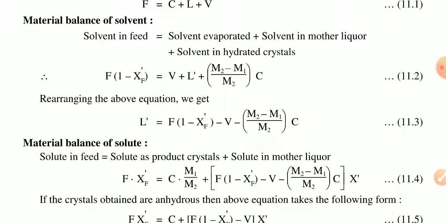The material balance of solute: the solute in the feed is equal to the solute in the product crystals plus the solute in the mother liquor. So F multiplied by X dash F is equal to C multiplied by M1 by M2 plus (F(1 minus X dash F) minus V minus (M2 minus M1) upon M2 multiplied by C) in brackets, multiplied by X dash. I have only substituted the value here, nothing else.